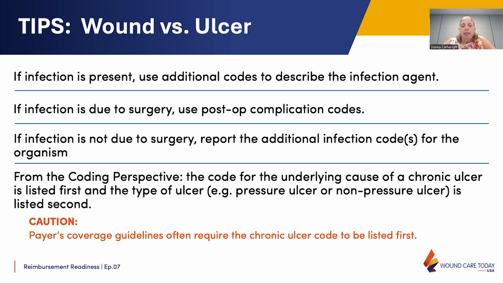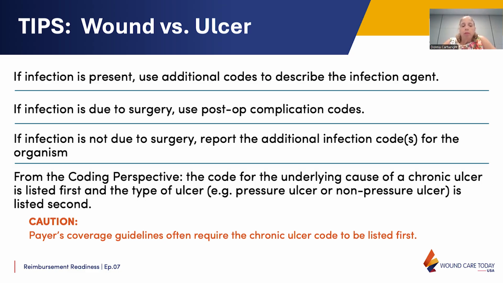If an infection is present, use additional codes to describe the infectious agent, such as staph or strep or whatever the infectious organism may be. If the infection is due to a surgery, either an application of CTP, or you had a transfer in from other, for example, an orthopedic procedure, and the wound has an infection, you're going to use the post-op complication codes from the orthopedic part of the acute wounds. If the infection is not due to surgery, you're going to report the additional infection code for the organism, as I said before.